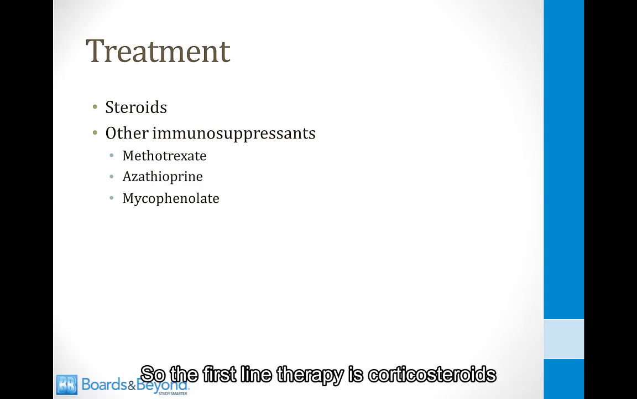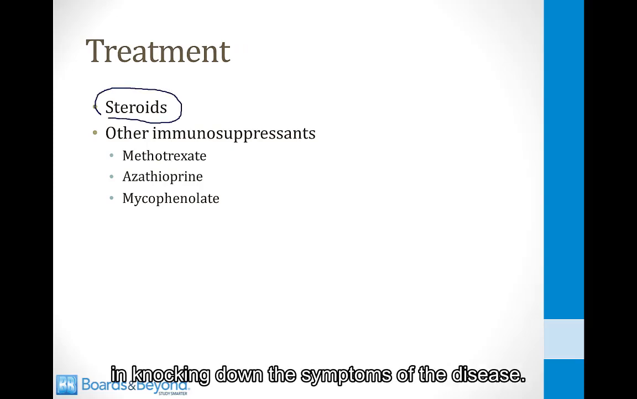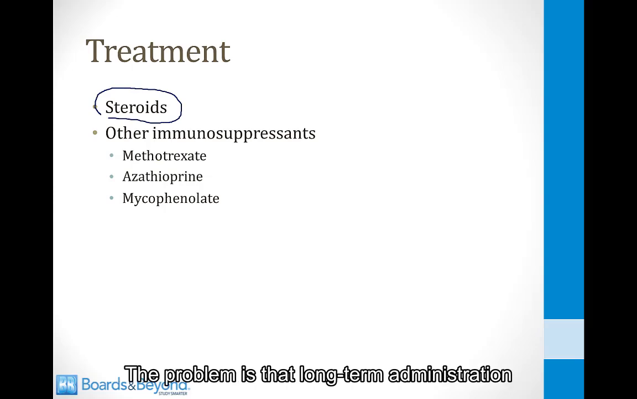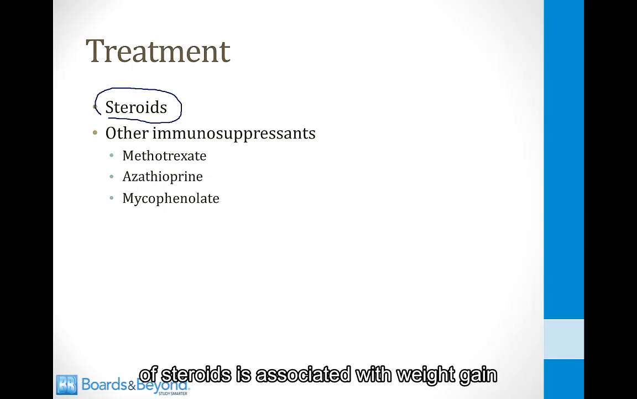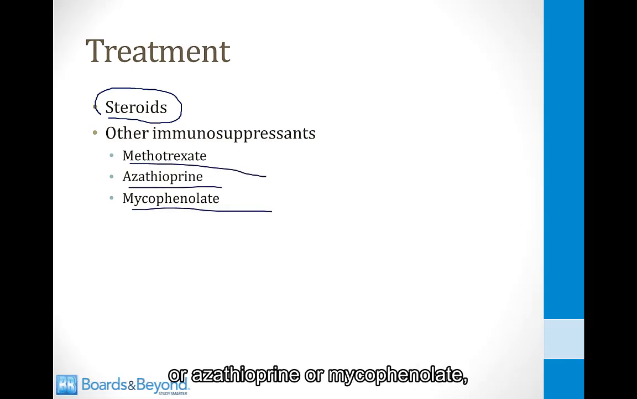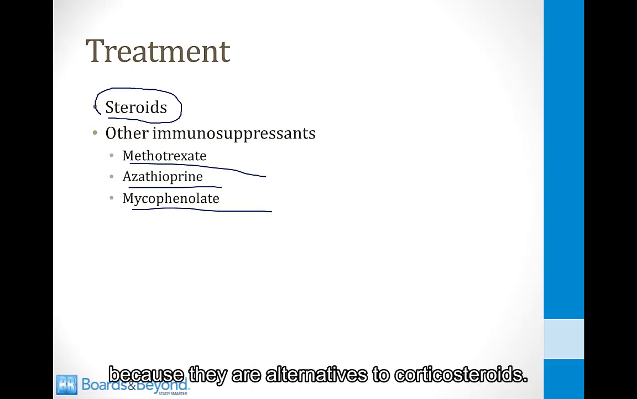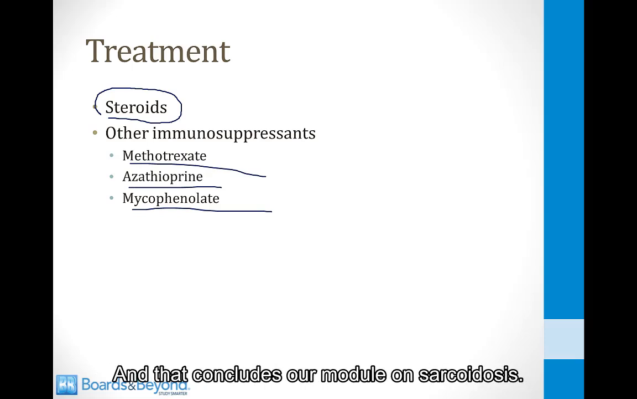So the first-line therapy is corticosteroids, and this is usually pretty effective in knocking down the symptoms of the disease. The problem is that long-term administration of steroids is associated with weight gain and diabetes and osteoporosis, so generally you try to convert patients to another immunosuppressant, drugs like methotrexate or azathioprine or mycophenolate, and these are sometimes called steroid-sparing agents because they are alternatives to corticosteroids. And that concludes our module on sarcoidosis.